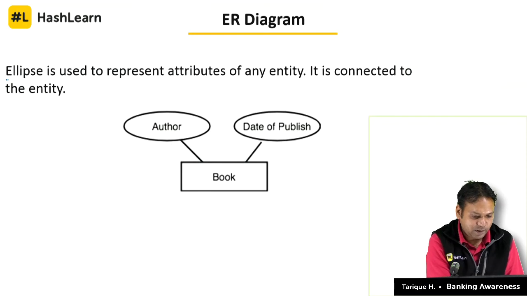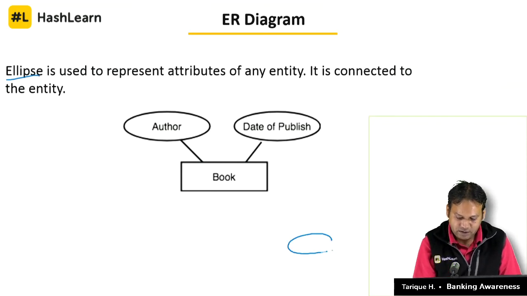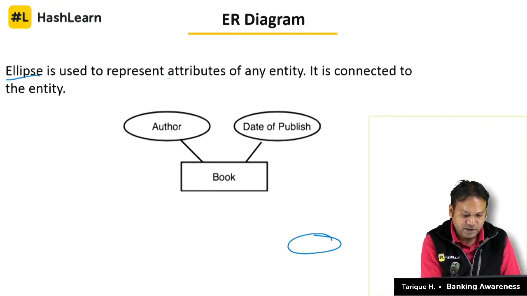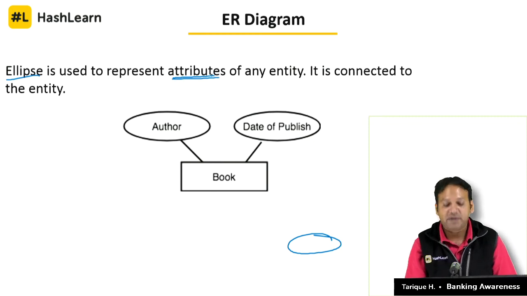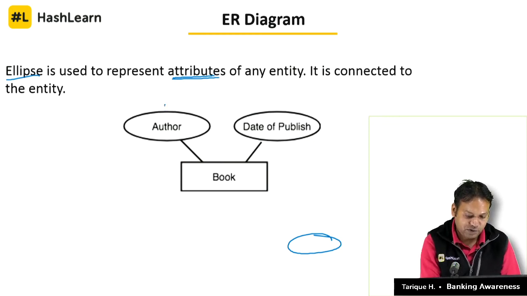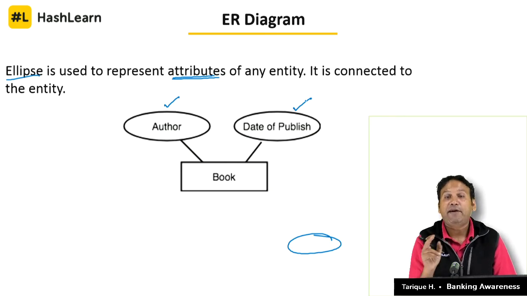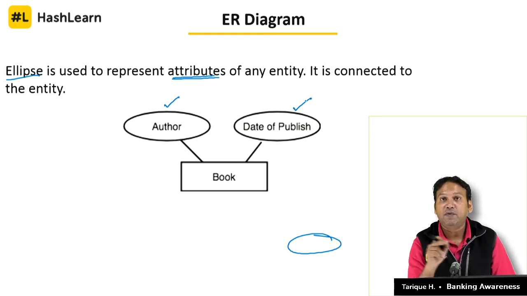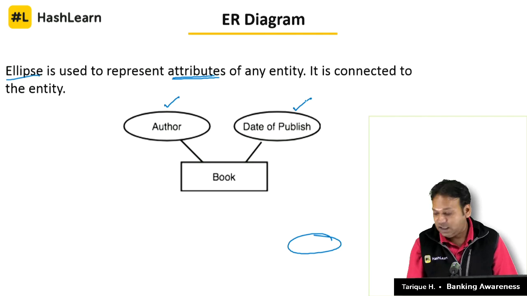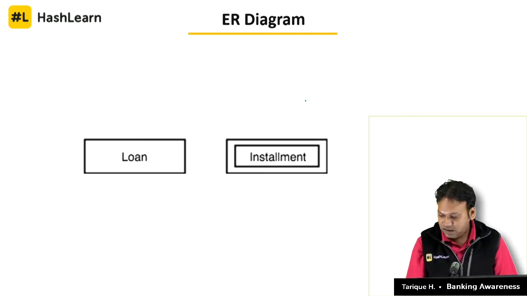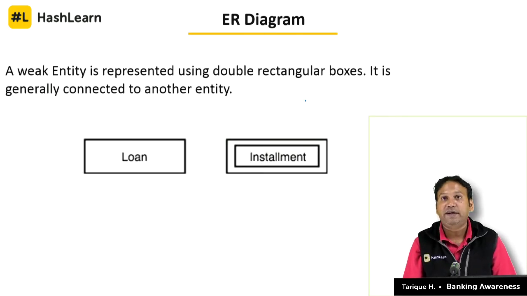Next in an ER diagram is the ellipse. What is an ellipse? This is an ellipse, right? Ellipse is used to represent attributes. What do they represent? Attributes. Like a book can have two attributes, author and date of publishing. Clear? These attributes are represented by oval or ellipse shape in the ER diagram. Okay, next, this I have already shown you, weak entity and strong entity.